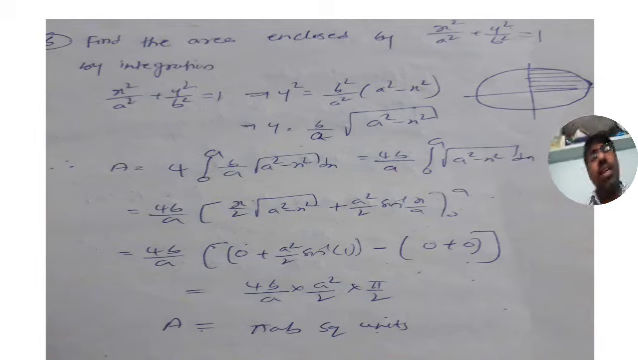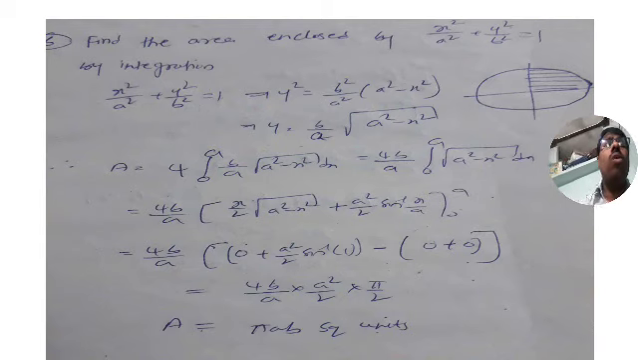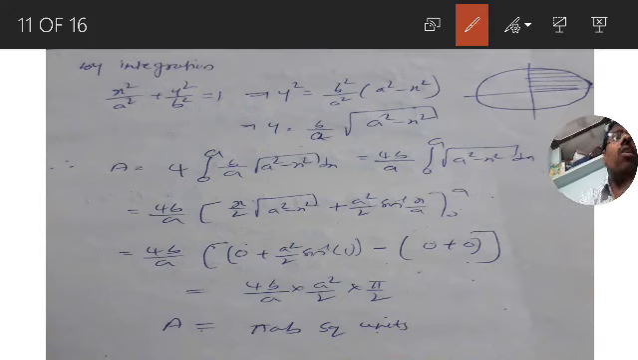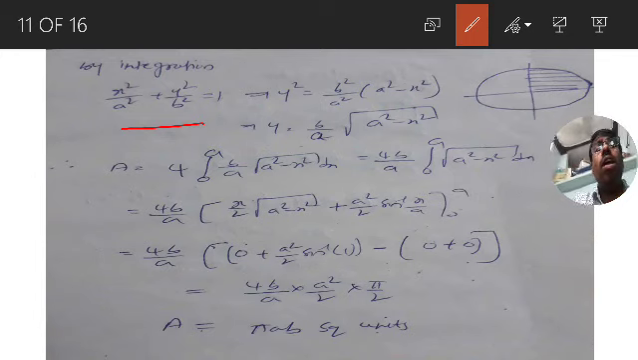We need to find that area. We need to get that pi AB by using integration, that is definite integral. It's an application of definite integral you need. Now what is a curve? Curve should be y is equal to f of x. So here it is given not y is equal to, but x square by a square plus y square by b square is equal to 1.